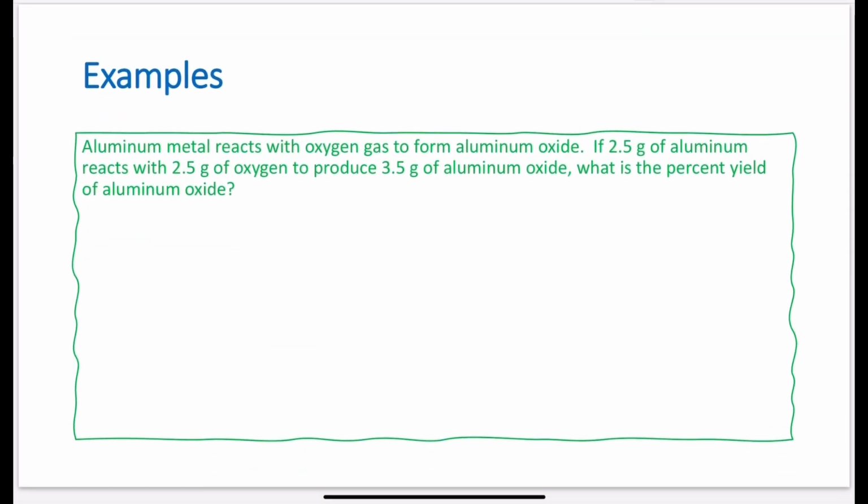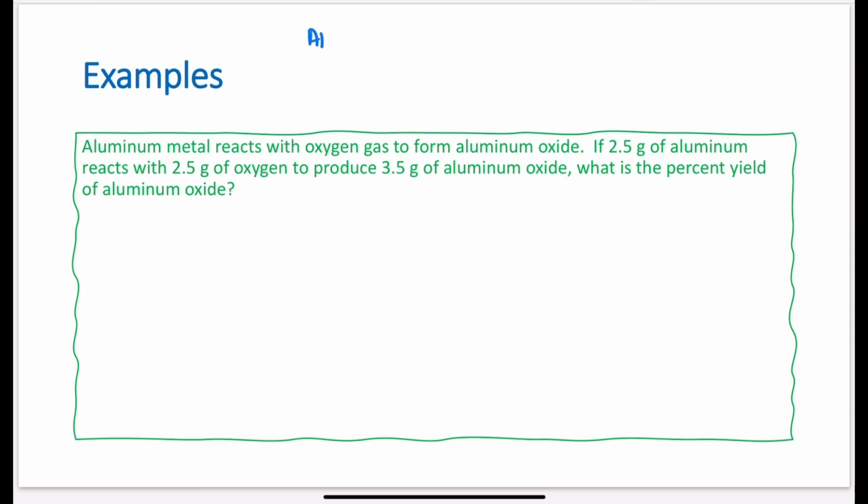And our last question in this section: aluminum metal reacts with oxygen gas to form solid aluminum oxide. If 2.5 grams of aluminum reacts with 2.5 grams of oxygen to produce 3.5 grams of aluminum oxide, what is the percent yield of aluminum oxide? Well, let's figure it out.